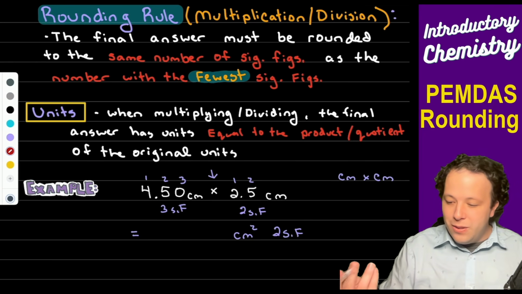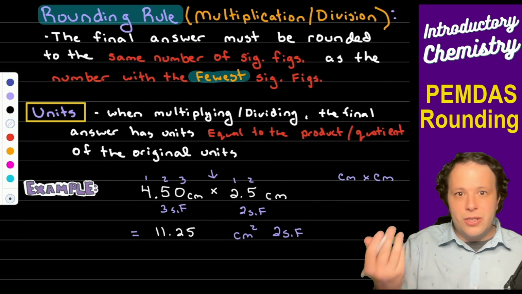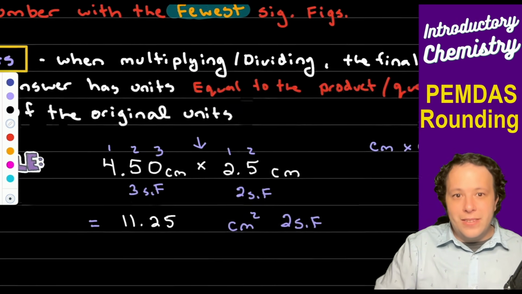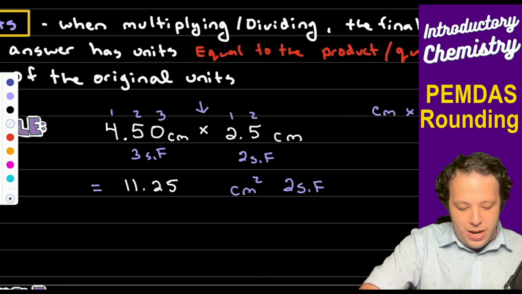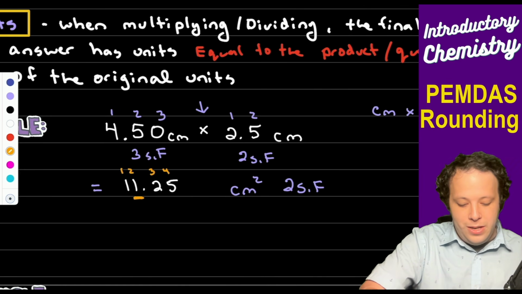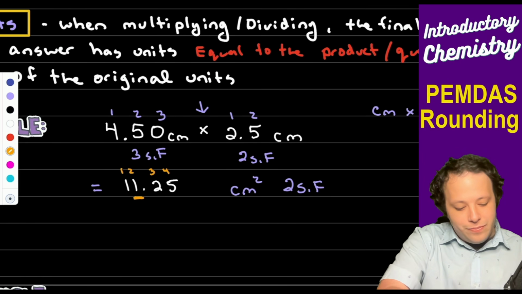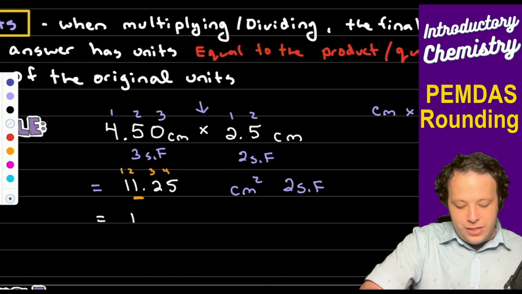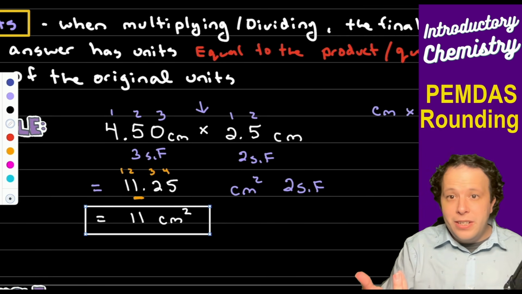So 4.50 times 2.5 is going to give you a number of 11.25 centimeters squared. However, what we have to do is round this. We said 2 sig figs is what we need, so we'll round this to the second sig fig spot. It's 1, 2, 3, 4. We'll round that to the second spot. Usually we just underline it once to show that, meaning that our final answer is going to be 11 centimeters squared. So that's how you do multiplication and division.